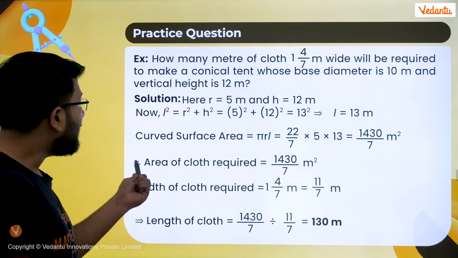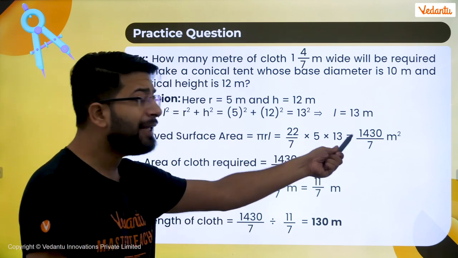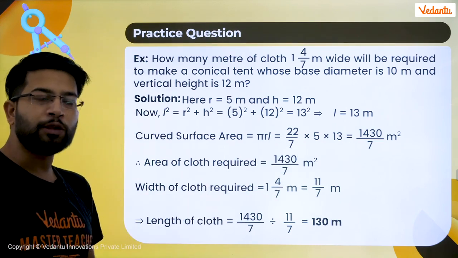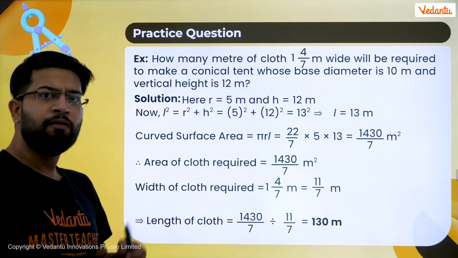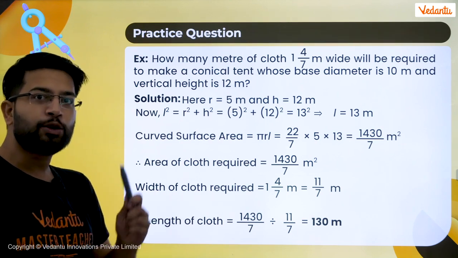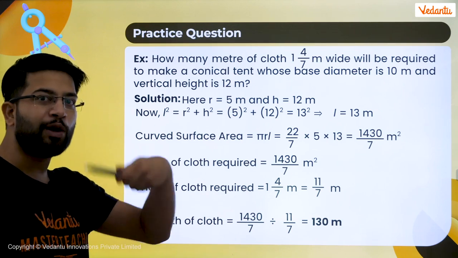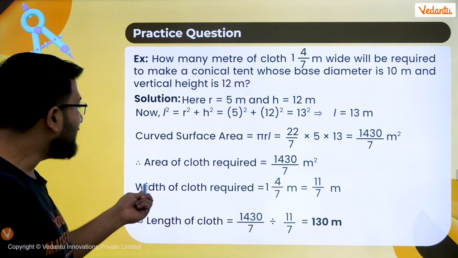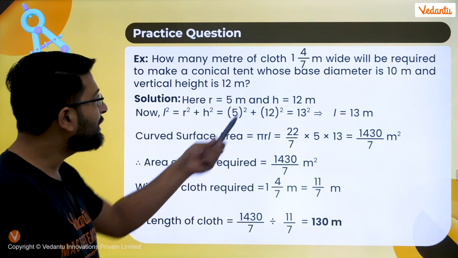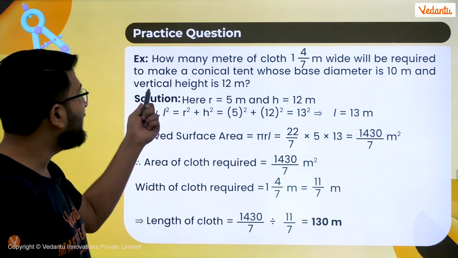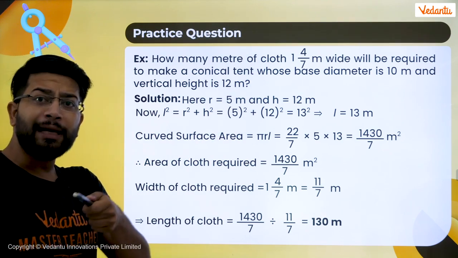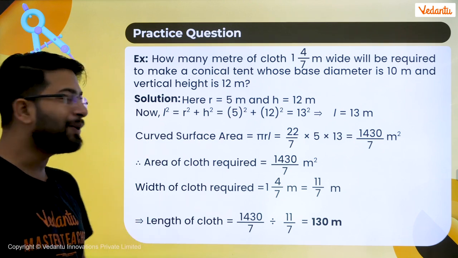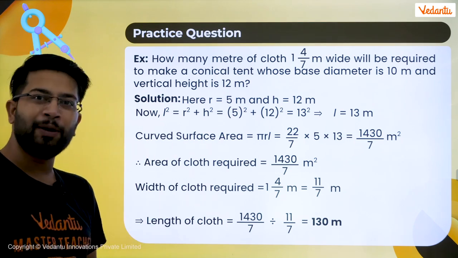But, champ, the area of the cloth required will be this. Why so? Because whatever cloth we are taking, we will fold the cloth and do such kind of things so that the area of the cloth will be equal to the CSA of the cone. And that is why the width of the cloth will be given to us. What they're asking is the length of the cloth. That's it. The area of the cloth will be equal to the CSA of the cone.